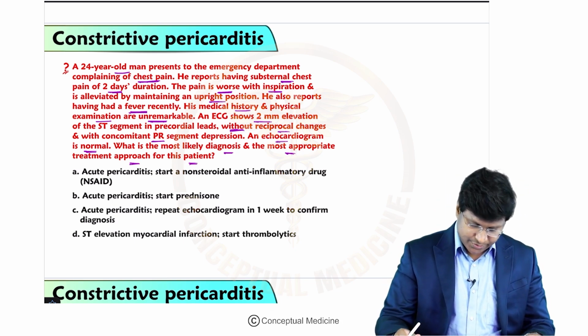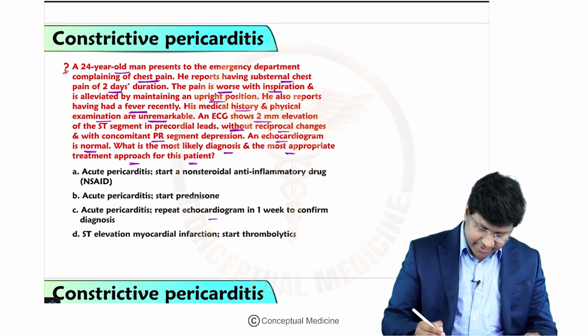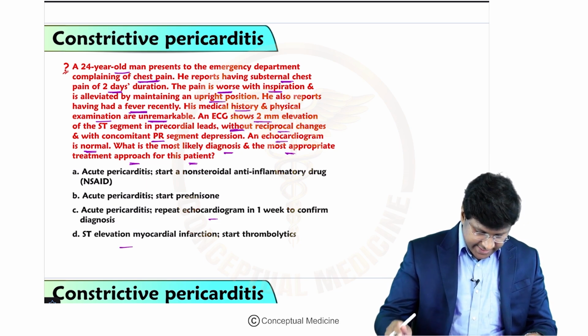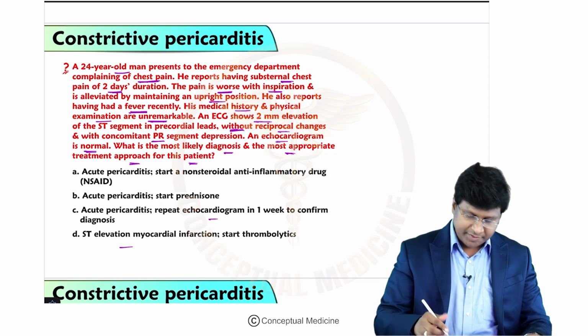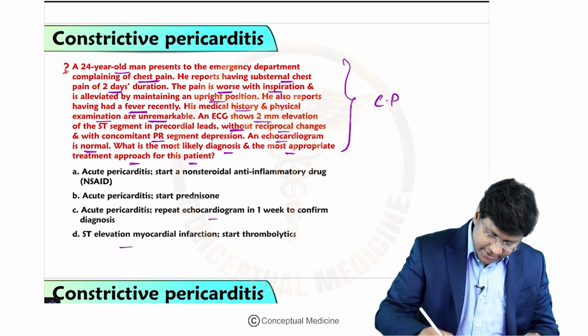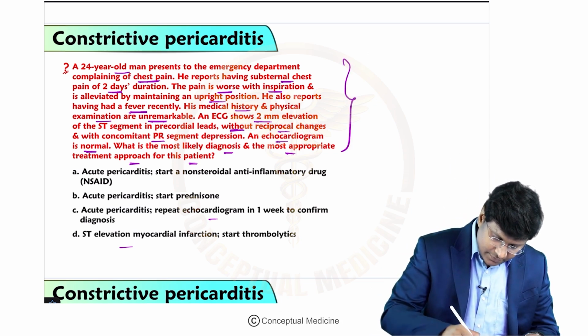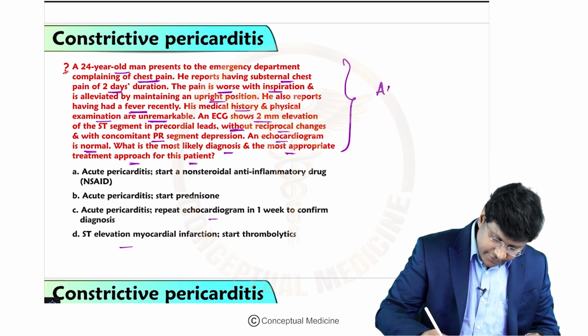An echocardiogram is normal. What is the most likely diagnosis and most appropriate treatment approach for this patient? Acute pericarditis, you need to start NSAID. Acute pericarditis, you need to start prednisolone. Acute pericarditis, repeat echocardiogram in 1 week to confirm the diagnosis. ST segment elevation myocardial infarction, you need to start thrombolytic agents. So let me tell you, this particular clinical scenario is suggestive of acute pericarditis.